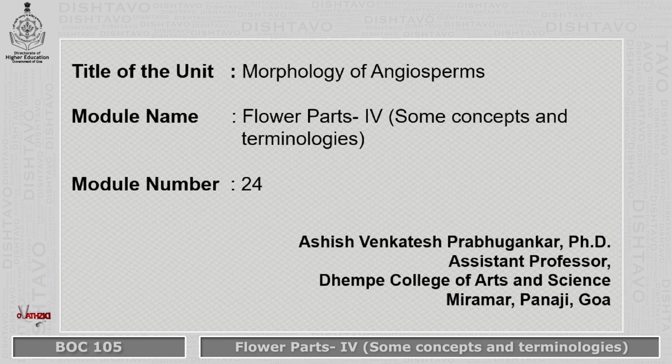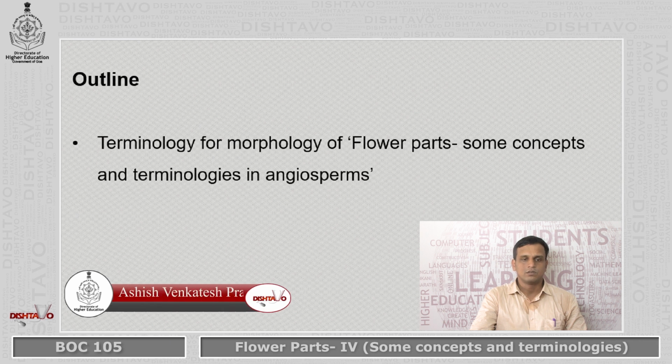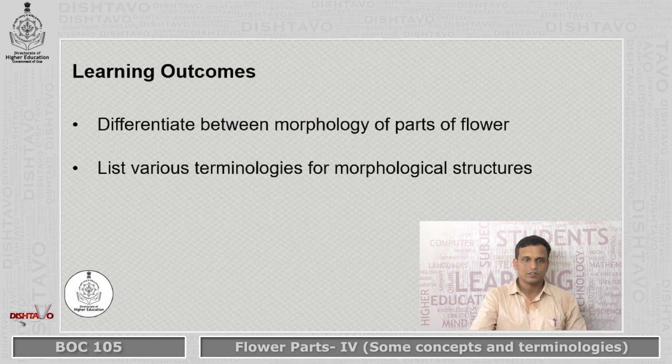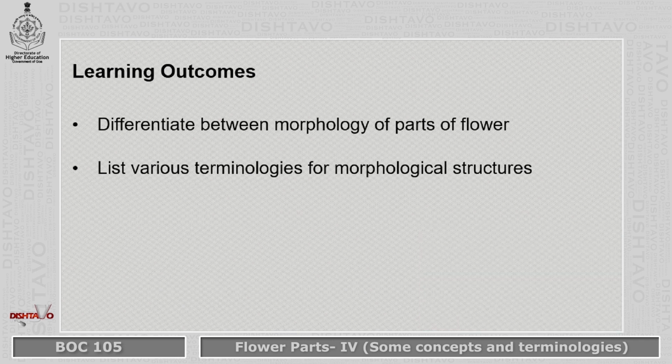So in this module, we will look into some more concepts and terminologies of the flower, in addition to the calyx and corolla and androecium and gynoecium that we have seen in the previous module. So we'll be able to learn terminology for morphology of flower parts in addition to the previous modules, differentiate between different morphology of flower parts, and list various terminologies associated with the morphological structures of the flower.